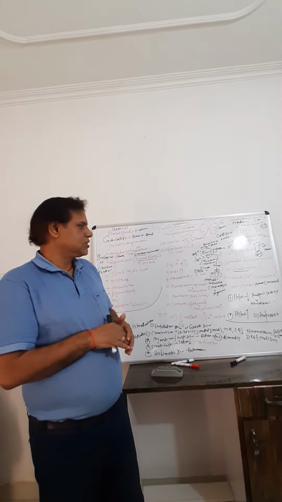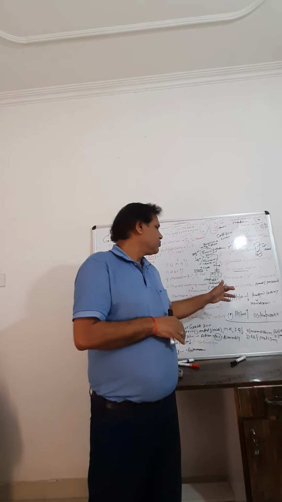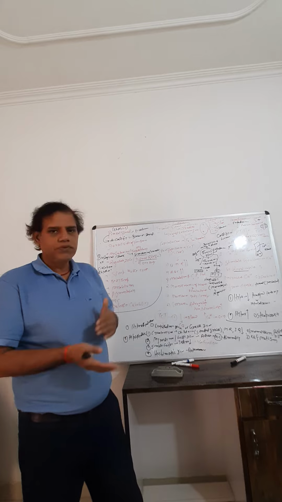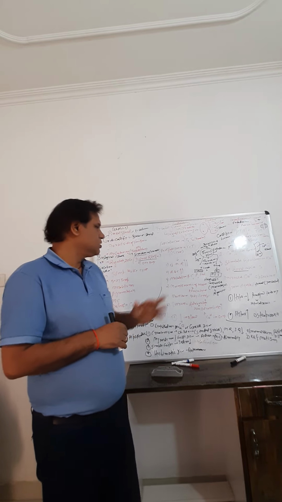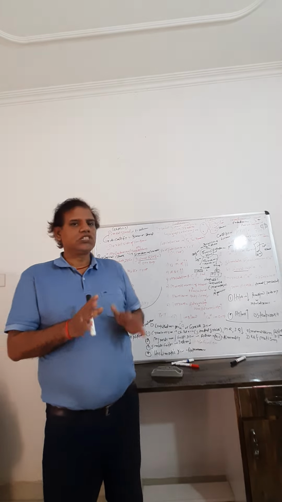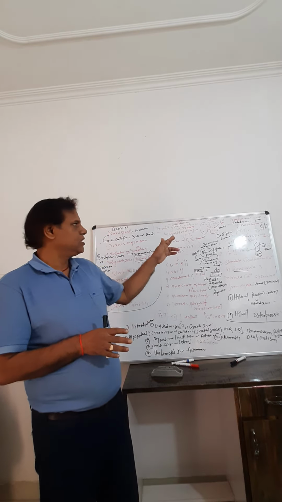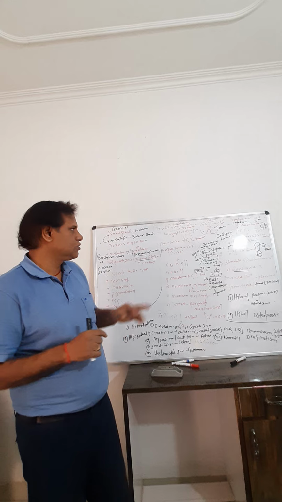Hypo means low secretion, that is called hypocalcemic tetany, and if its secretion increases it causes osteoporosis. So it is important, and it is antagonistic to TCT. So PTH and TCT are antagonistic to each other.